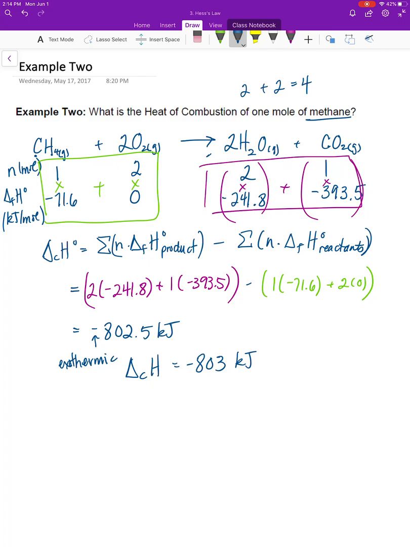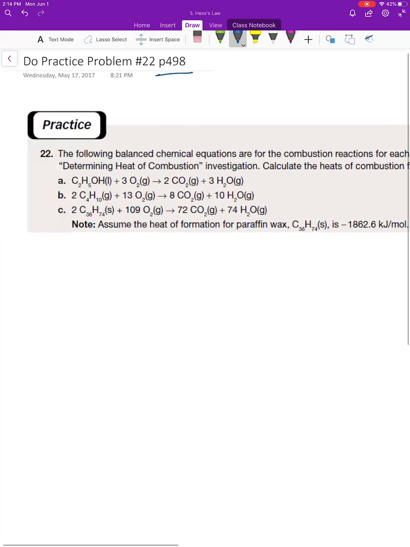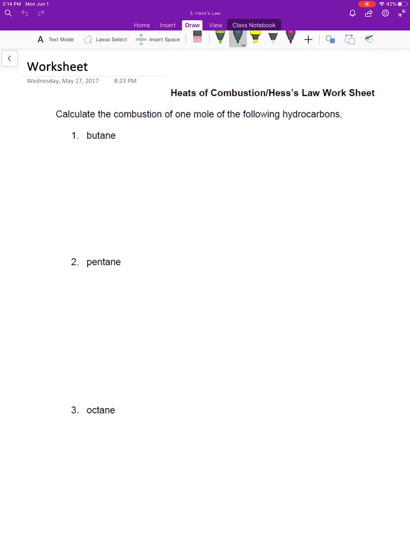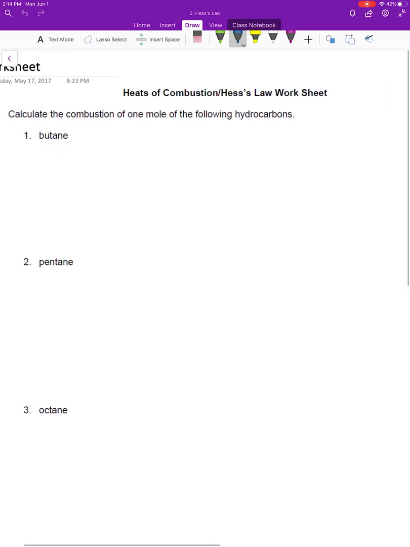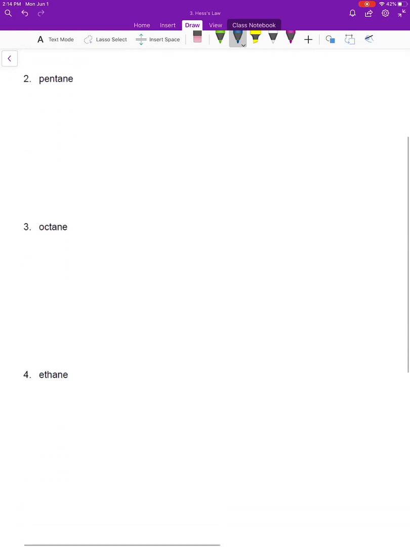Okay, so there are some practice problems in your textbook you can do. These are on page 498. The answers will be in the back of your textbook, which will give you some help. And then as well, in your work booklet, if you picked up the work booklet, you will have this worksheet. You don't have to do number 1 because we've already done that, and there's an answer key for it as well.